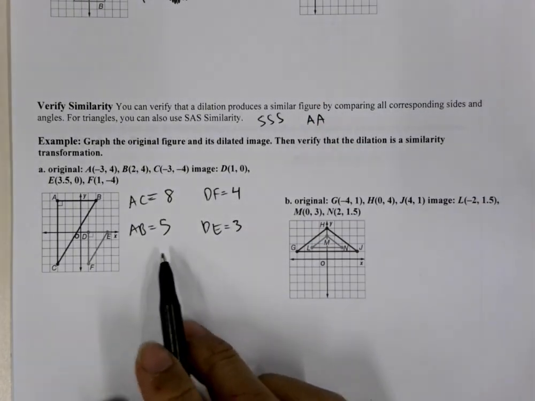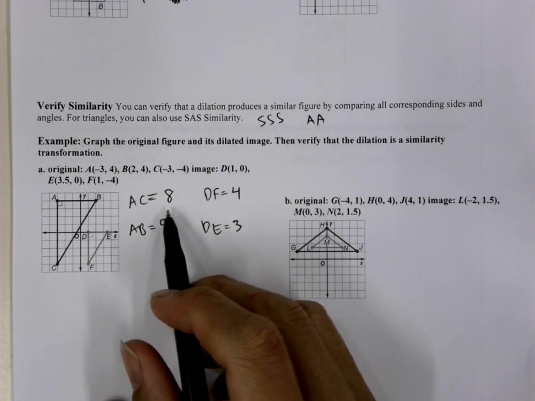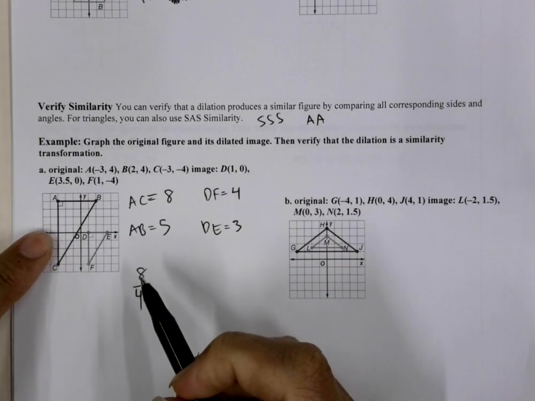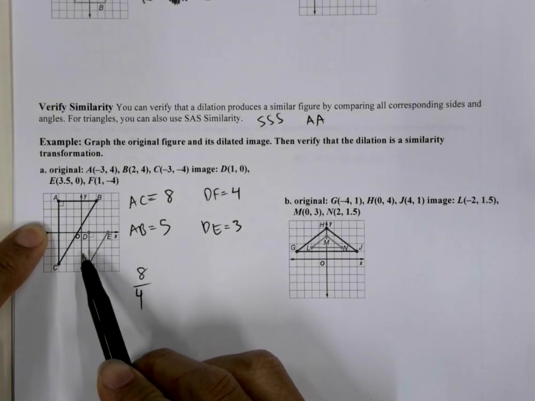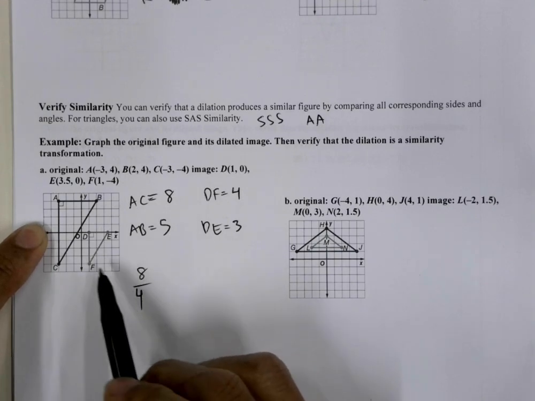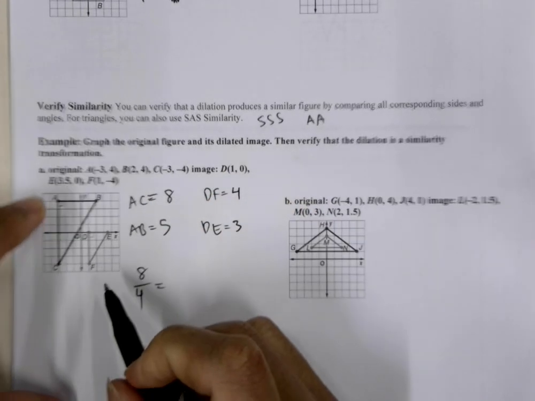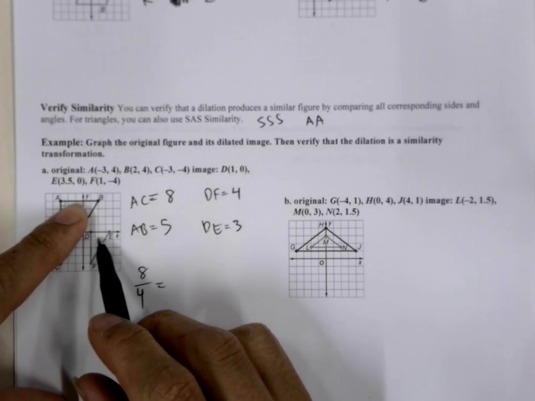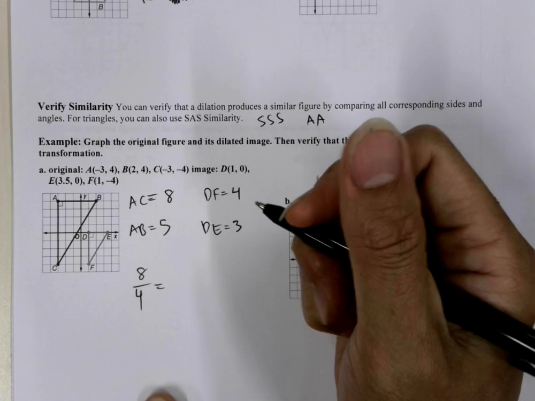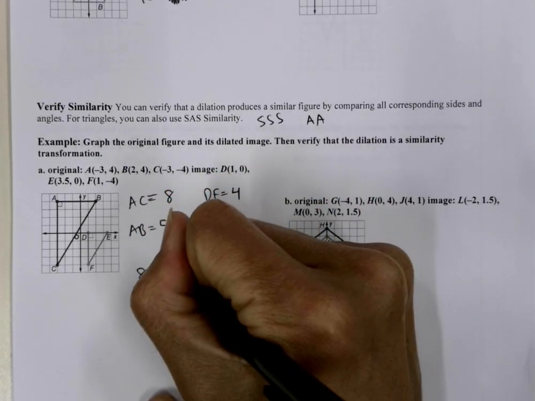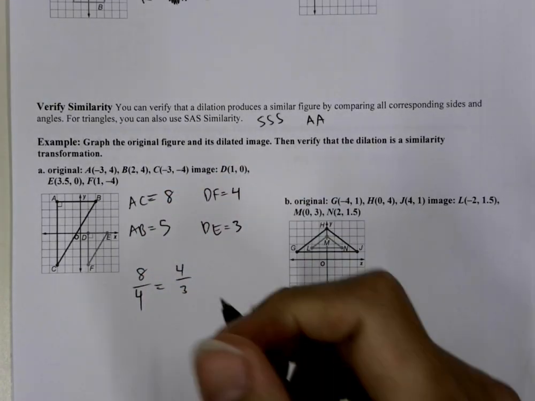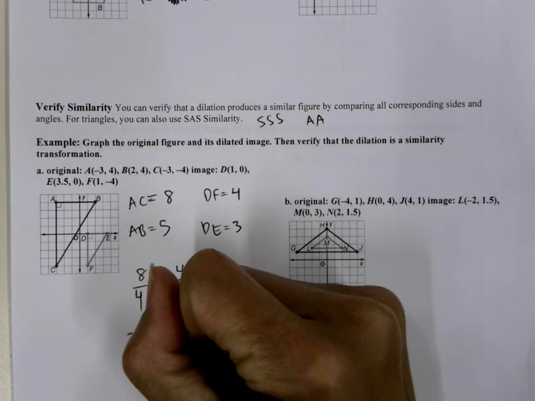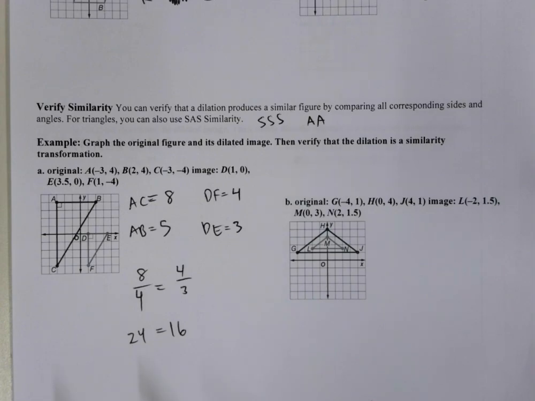So what we need to do is check if they're proportional. So we're going to say 8 over 4, this side over the corresponding side here, is equal to this side over the corresponding side DE, so 4 over 3. Let's check that proportionality and see if it's true. It's going to give 24 is equal to 16, and that is not true.